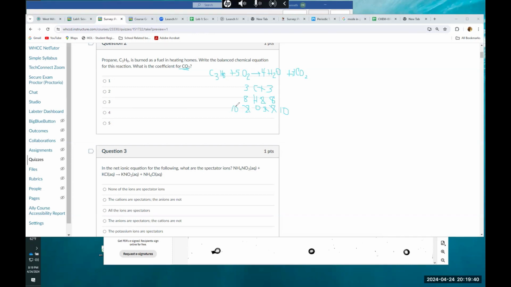So then what is the coefficient that we have in front of CO2? It's 3. That's all I was asking for. So we could have stopped right there.